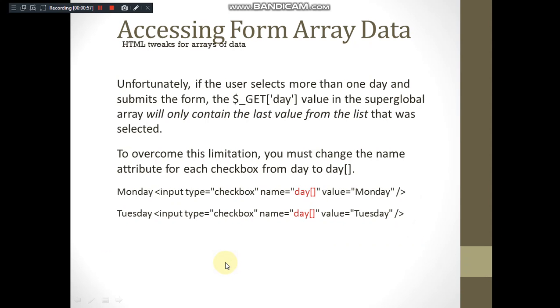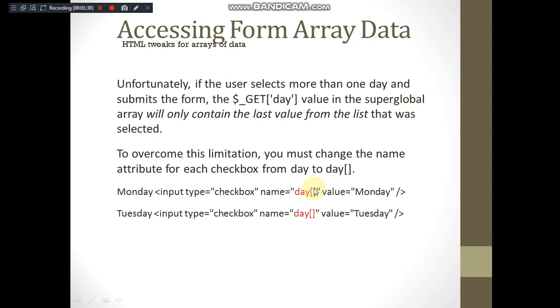But one problem with this is if the user selects more than one day and submits the form, $_GET day value in the super global will only contain the latest update done by that user. To overcome this limitation, you should change the name attribute for each checkbox from day to day[], so that it can store all those values with different indices like this. You know that when we use day with the square brackets, automatically it takes the next empty element in the array, right? This is how we can avoid the limitation of storing.